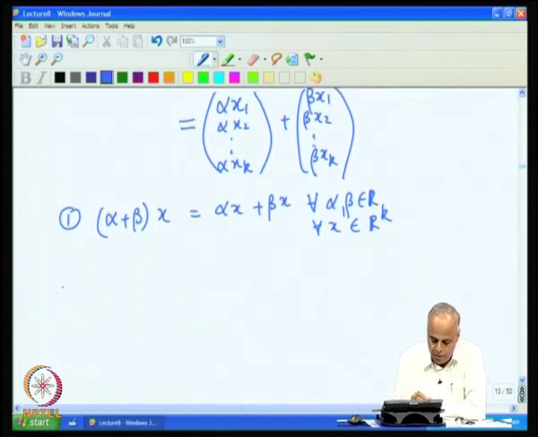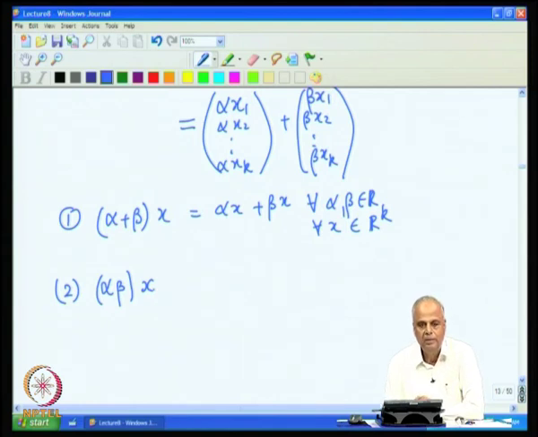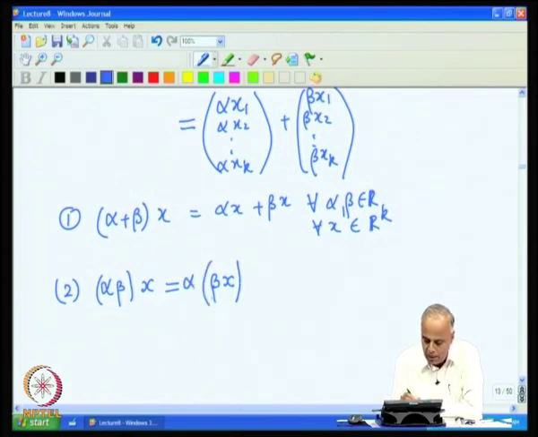Similarly, if you take alpha any real number, beta any real number, and multiply it with the element x in Rk. So, alpha and beta are real numbers, alpha times beta is a real number. So, the real number alpha beta is combined with the element x in Rk, the result must again be in Rk. This is the same thing as first combine the real number beta with x, you get an element in Rk, then combine the real number alpha with this element in Rk, you obtain the same.